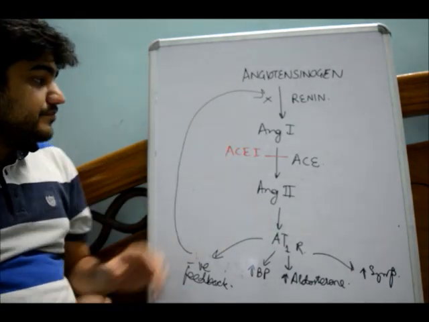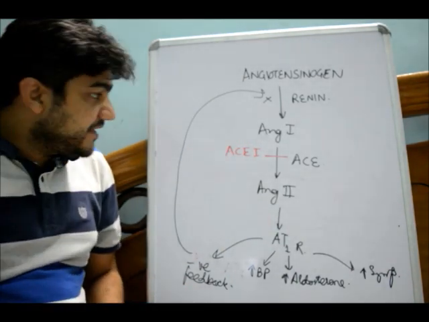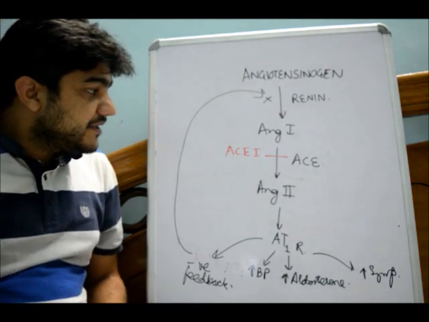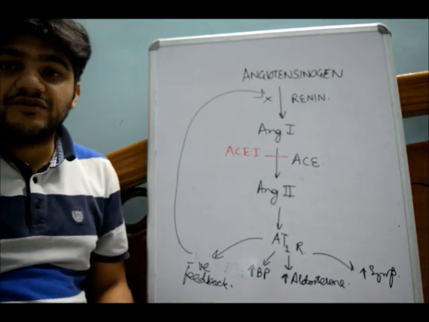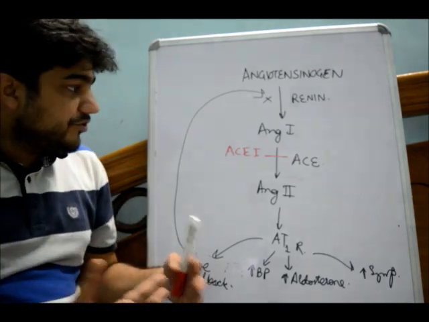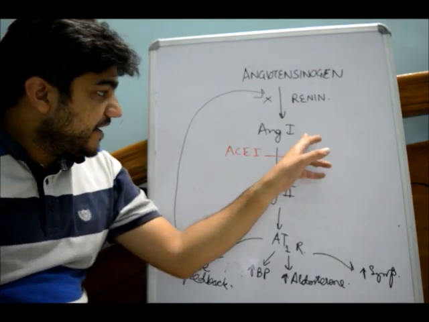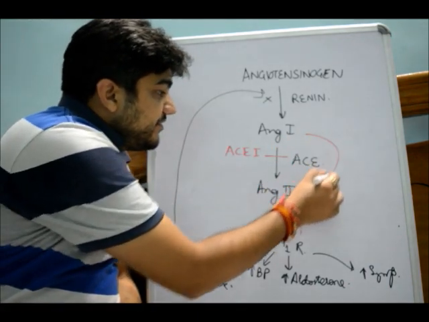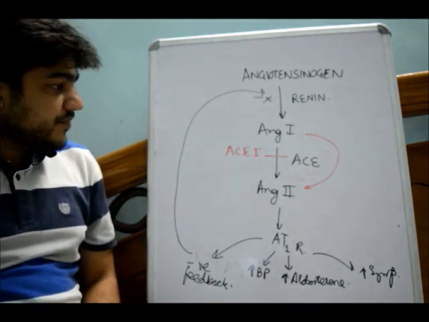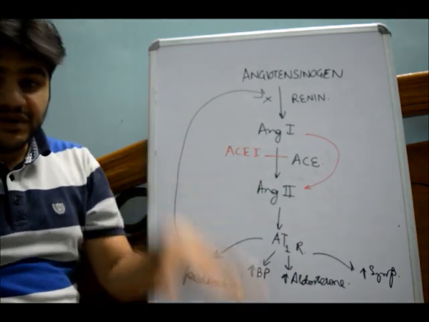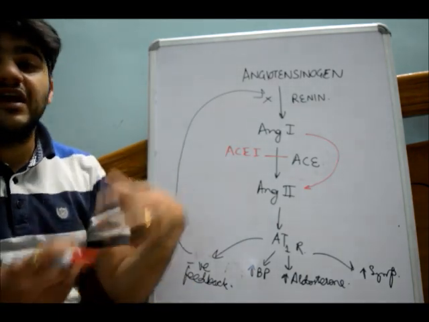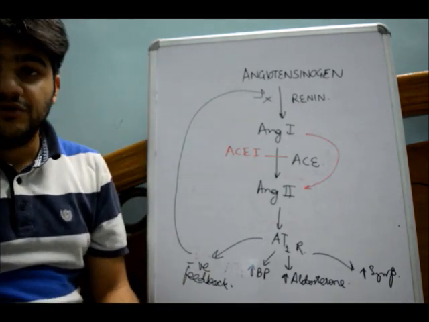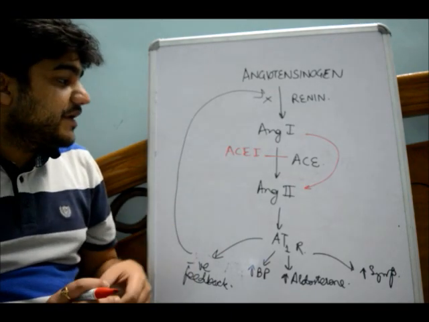But the problem with ACE inhibitors is that there are also some mechanisms which we call the non-ACE pathways. By means of these non-ACE pathways, angiotensin 1 can still be converted into angiotensin 2. So even though we have given ACE inhibitors, the person may still have a higher BP. So the hypertensive control may not be that good.